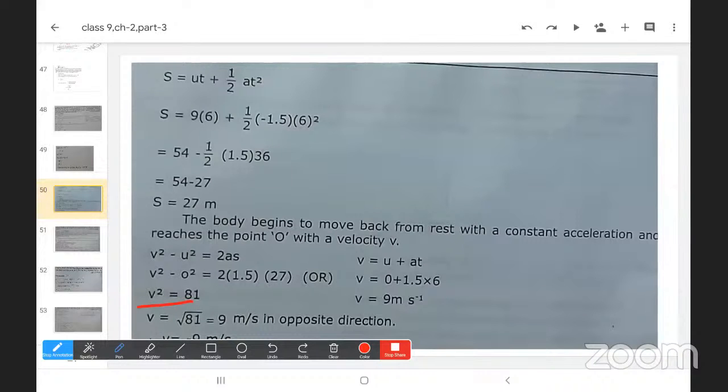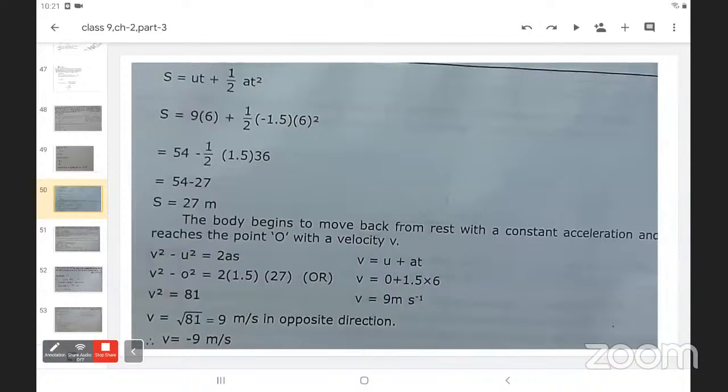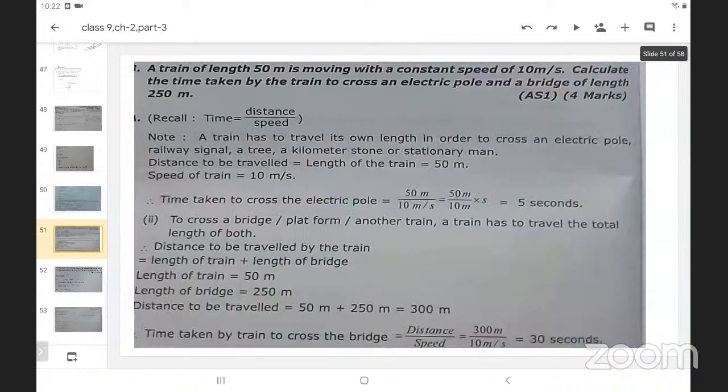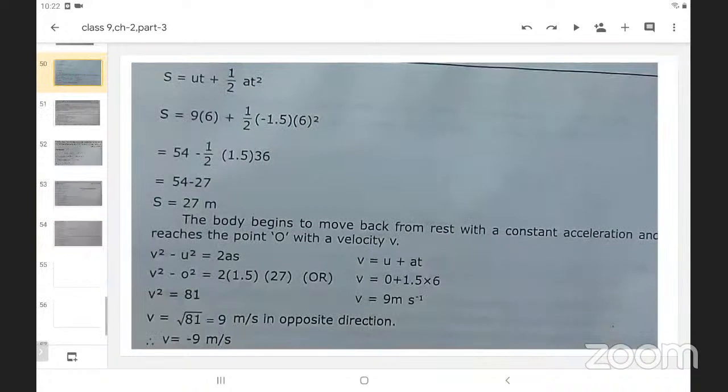After reaching the end point, that means after reaching 6th second, the body is moving backwards again, right? So we got 9 meter per second. Therefore v equals minus 9 meter per second because it is moving in the backward direction. So that's why we are taking minus 9 meter per second. Okay, right. So we'll discuss the remaining questions in the next class.